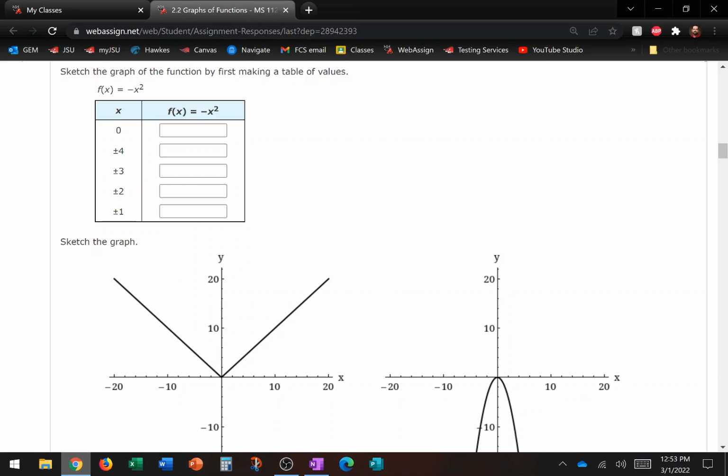They will only give that to you when both of them come out the same. It's just saving you from having to do them all over again. Because I could have given this negative 4, negative 3, negative 2, negative 1, and then 4, 3, 2, 1. But they're just saving us a little bit of work.